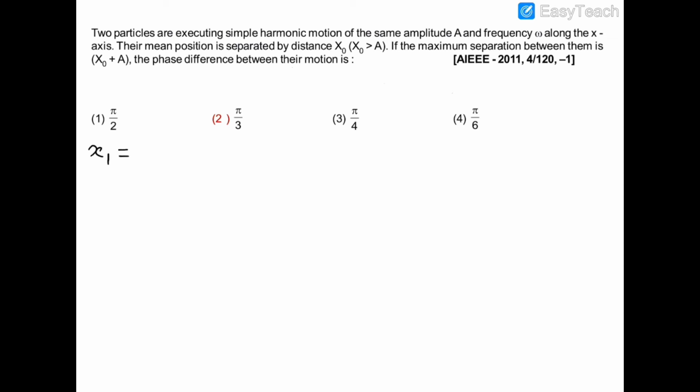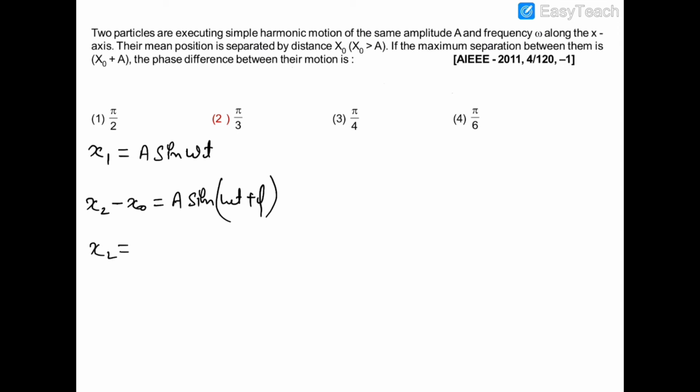So its equation would be x1 is equal to A sine omega t. I'll tell you again that I have assumed that the first particle has its mean position at x equal to 0, which is the origin. Now the mean position of the second particle is x0. So the equation of the second particle would be x2 minus x0 is equal to A sine (omega t plus phi). This phi is the phase difference between these two particles.